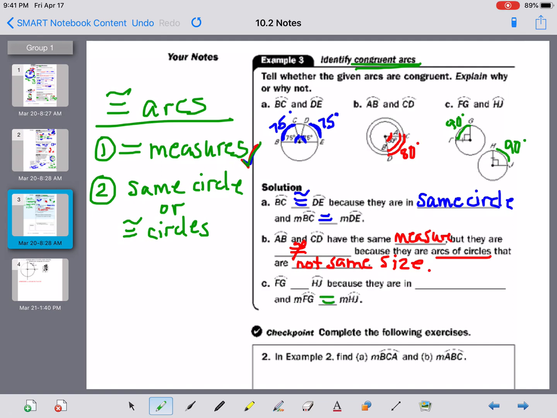They're definitely not the same circle, but let's check to see if they're congruent circles. On the top circle, I see a little congruent mark on that radius there by the F, and I also see the same congruent mark on the second circle by H. So that means the radii are the exact same length, which means they are congruent circles. So since we have congruent circles and we have equal measures, definitely those two arcs are congruent.